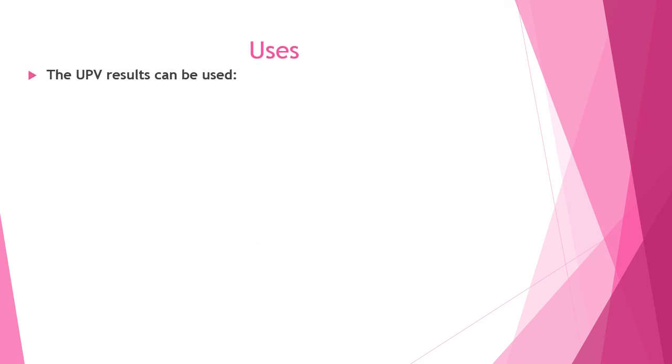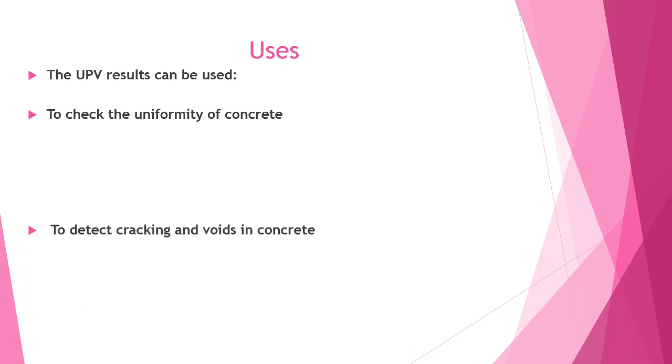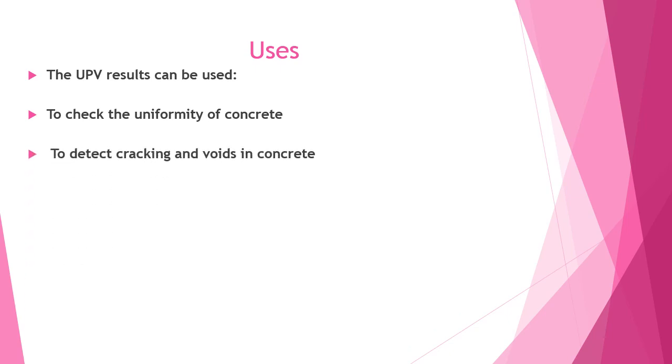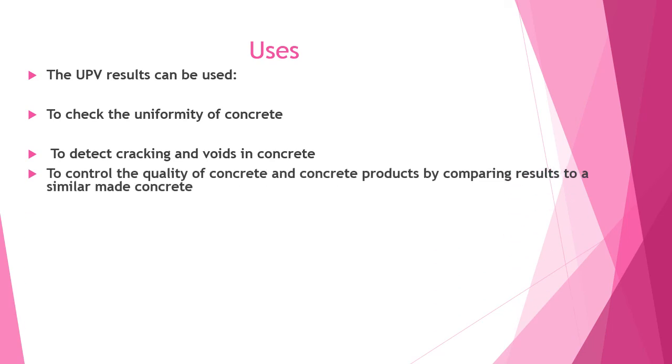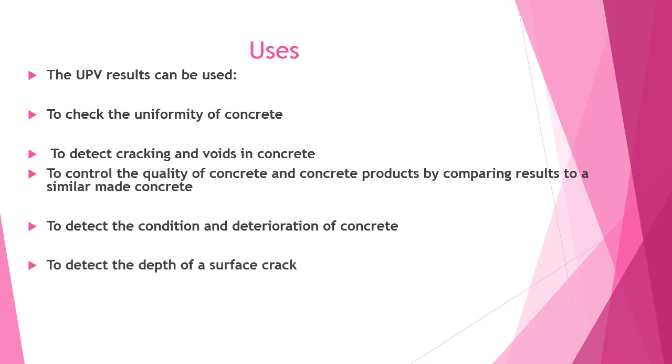Uses. The UPV test can be used to check the uniformity of the concrete, to detect cracking and voids in concrete, to control the quality of the concrete and concrete products by comparing results to similarly made concrete, to detect the condition and the deterioration of the concrete, to detect the depth of the surface crack, and to determine the strength of the concrete where previous data is available.